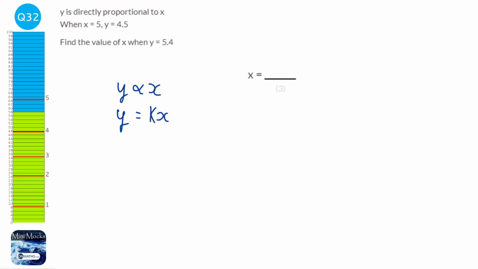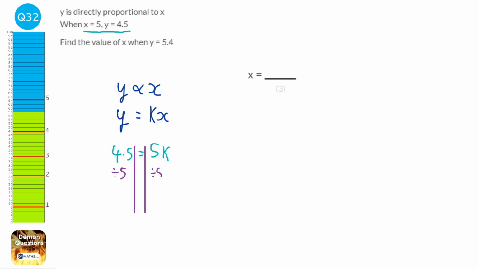Then I'm going to substitute the values it's given us. So it says to us that when x is 5, y is 4.5. So when y is 4.5, and then we've got x is 5. Then I'm just going to quickly solve that. Get my lines in and divide both sides by 5, and so that's going to be 0.9 equals k. So k is 0.9.